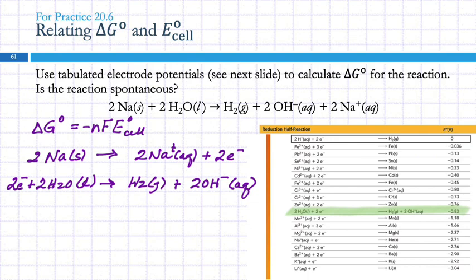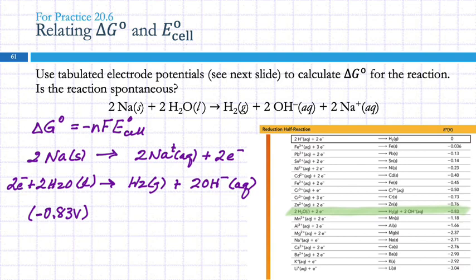And what I'm going to do is find E for each of these half reactions and add them together. But one of them is going to be backwards, because these are all for the reduction. We have one reduction, one oxidation. This one is written in the same direction as the one in the table, and so we leave the sign alone. So that's negative 0.83 volts.